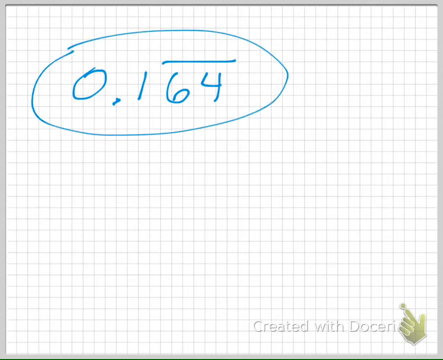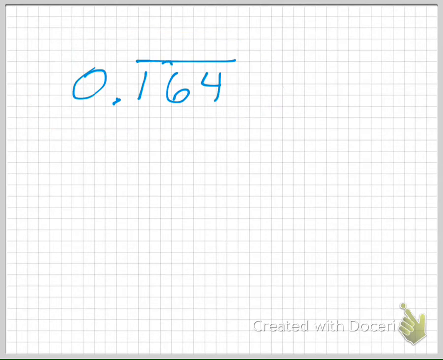Otherwise, that's it. The only other ones, so know this, that you can't do that if it goes like this, 0.16 like that, or 0.164 like that. There's no rule to tell you what that is. The only way it works is if everything was covered, if they're all repeating. Make sense? There's just no simple way to write this as a fraction, so they wouldn't ask that.